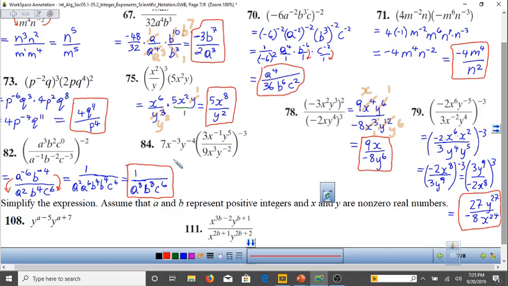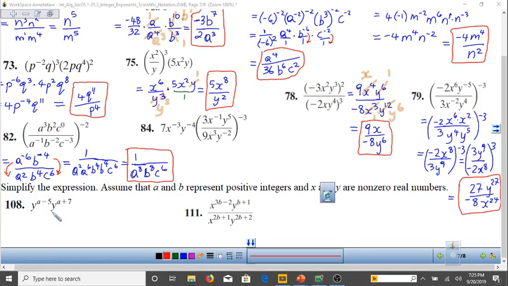All right, just because of time and space, I'm going to leave you to do number 84. Now let's go on down to number 108. Please note here they say simplify the expression, a and b represent positive integers. Since we're multiplying two numbers with the same base, we simply add the exponents. So we have a minus 5 plus a plus 7 are the exponents of y.